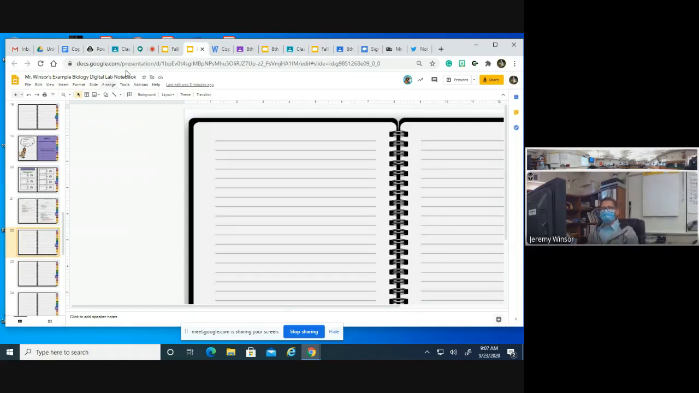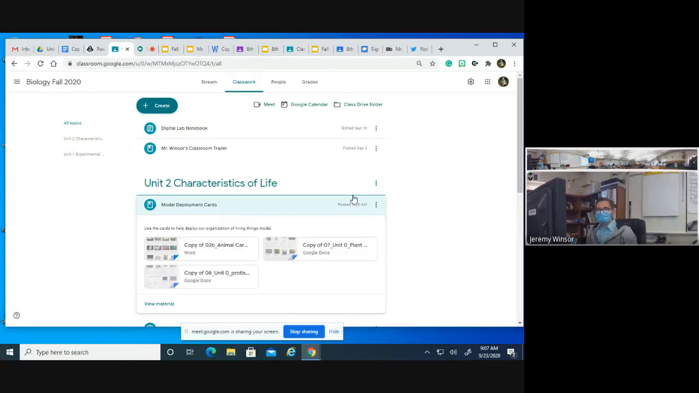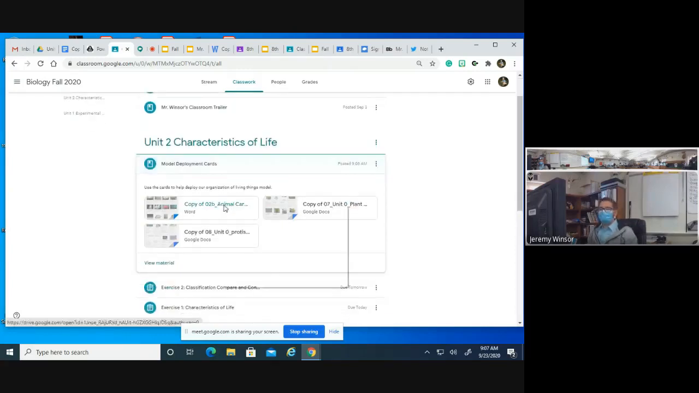I just posted on our Google Classroom a bunch of cards. Go to the Google Classroom and click on the animal cards. So if I'm under classwork, it says model deployment cards. You're going to click on that and just open up the animal ones. I guess maybe I should have renamed that. Might have been better if it was renamed, but it's the animal cards. It's a copy of 02B animal cards.